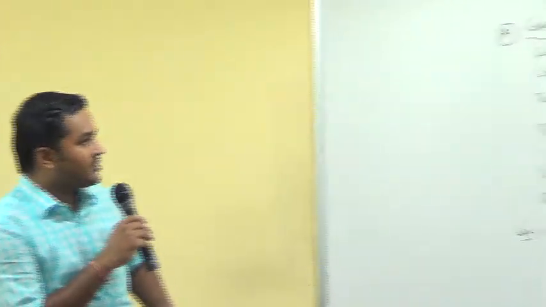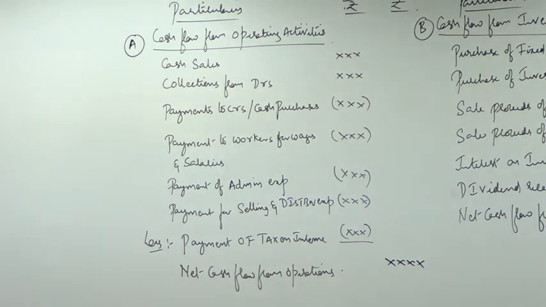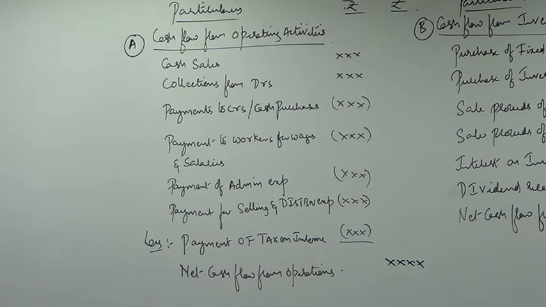Cash flow from operating activities: cash sales, collection from debtors, payments to creditors and cash purchases, payments to workers for wages, salaries, etc., payment of administration expenses, payment of selling and distribution expenses. These are all operating cash flows. Payment of tax on income, that is income tax. Net cash flow from operations. This will tell you the net amount of cash generated or consumed in operations.